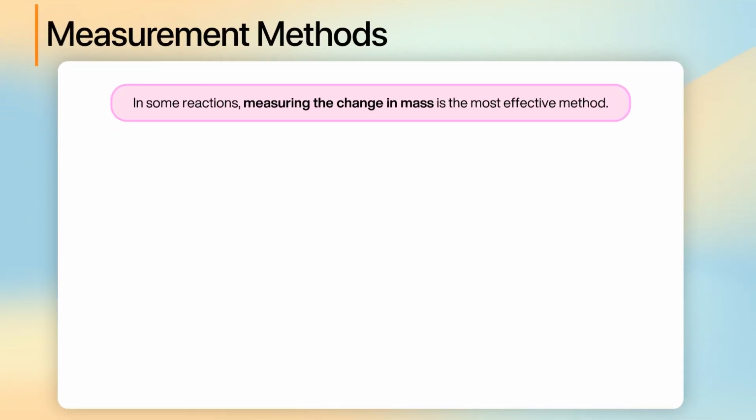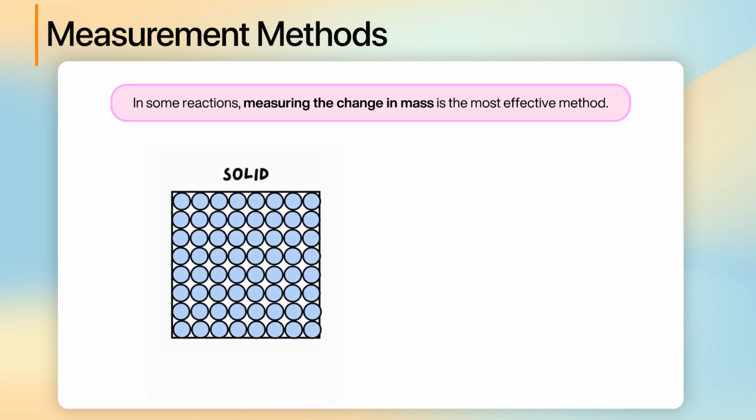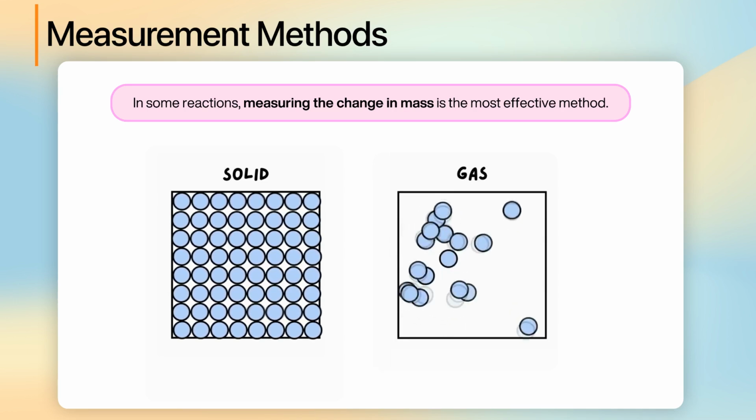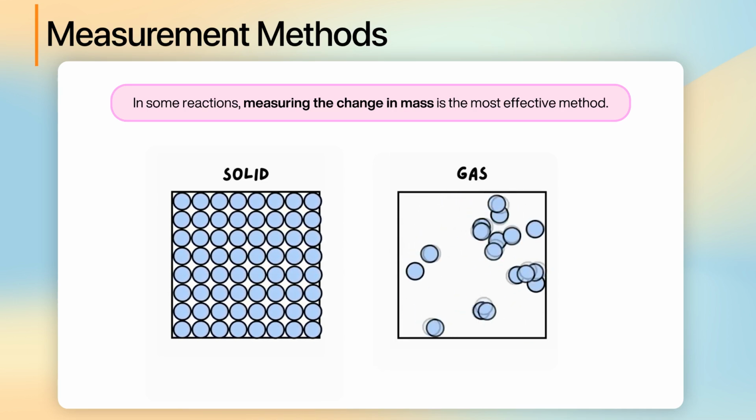In some reactions, measuring the change in mass is the most effective method, particularly when a solid forms, mass increases, or a gas escapes, mass decreases. We'll look at both cases in detail.